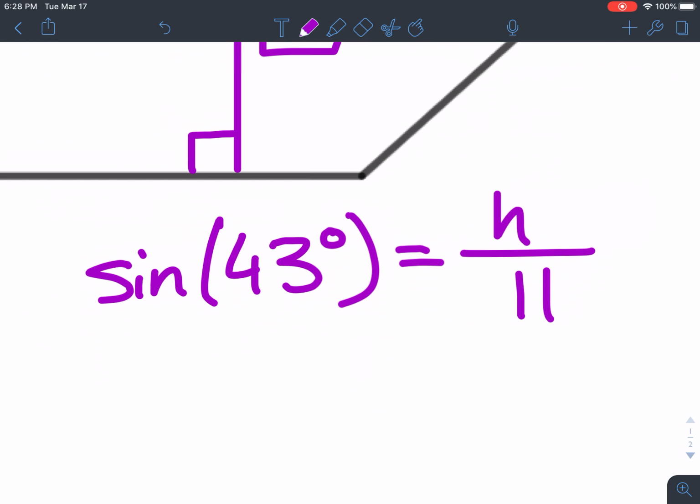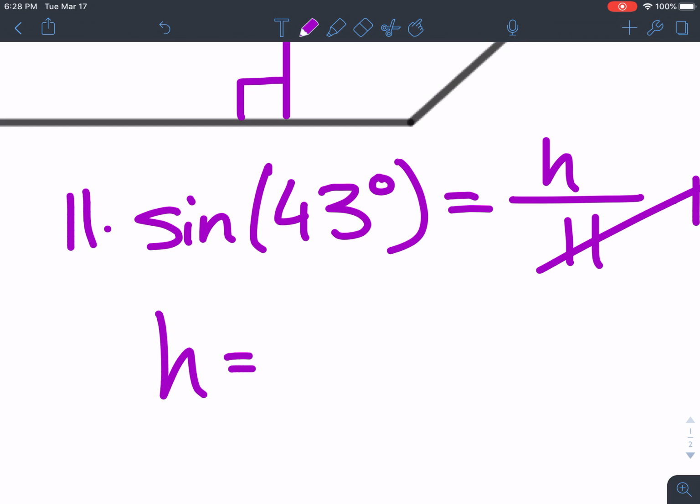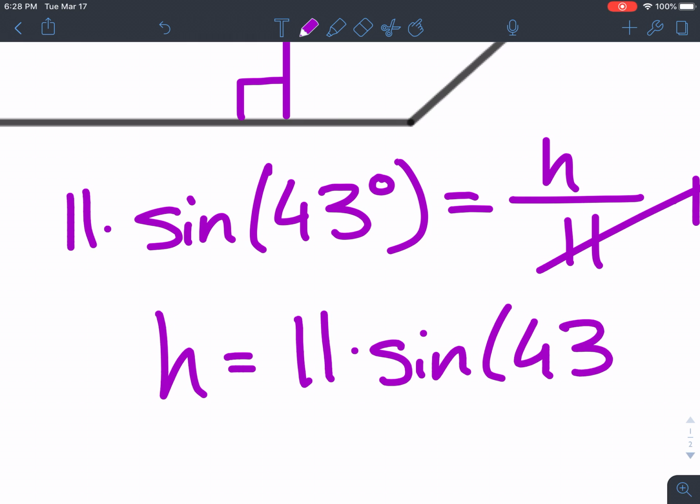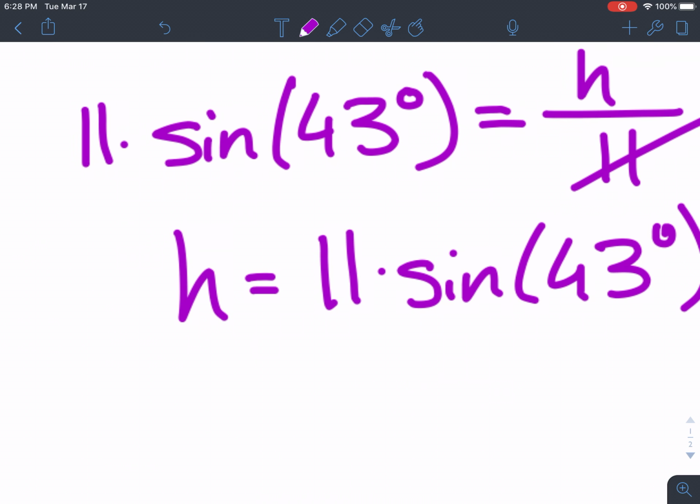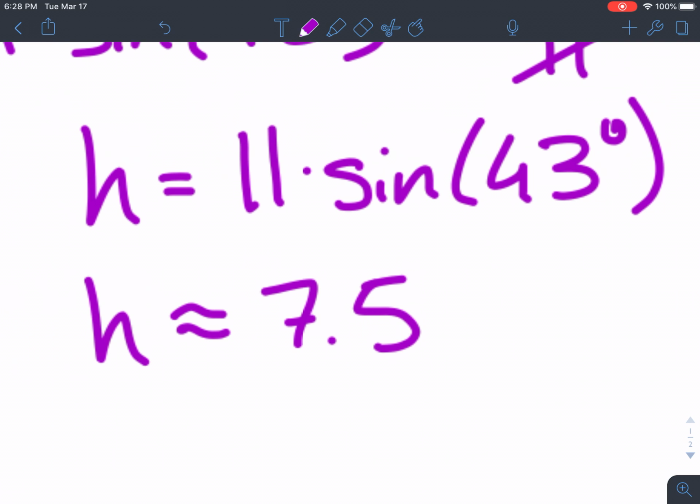All right, so we want to solve for h. I am going to multiply both sides by 11 and reduce on the right. So h is equal to 11 times sine of 43 degrees. That's our exact answer. But let's say that we want to round to the nearest tenth. Pick up my calculator, make sure I'm in degrees mode. 11 sine 43. So h is approximately equal to 7.5, and make sure that we include the units. We are using feet here, 7.5 feet.